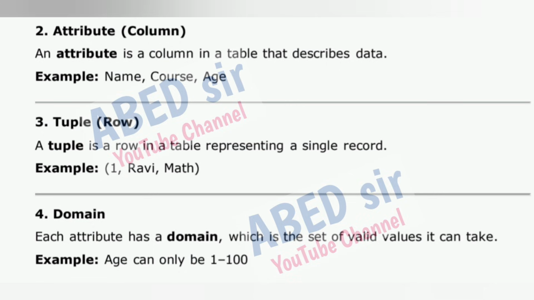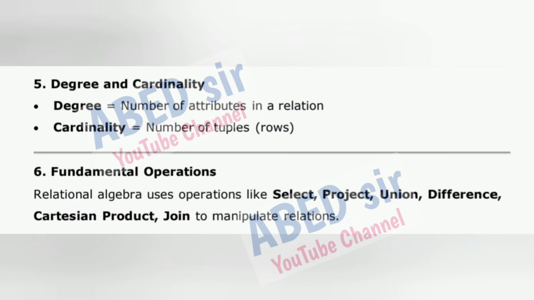Example 1. Ravi, math. 4. Domain. Each attribute has a domain, which is the set of valid values it can take. Example, age can only be 1 to 100. 5. Degree and cardinality. Degree is equal to number of attributes in a relation. Cardinality is equal to number of tuples, rows. 6. Fundamental operations. Relational algebra uses operations like select, project, union, difference, Cartesian product, join to manipulate relations.